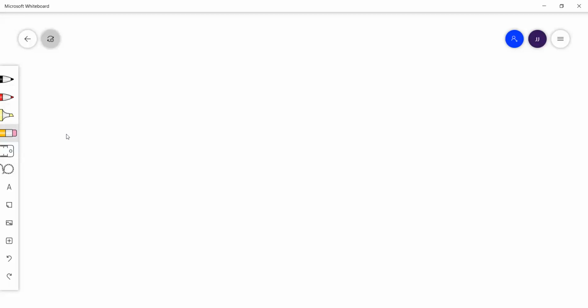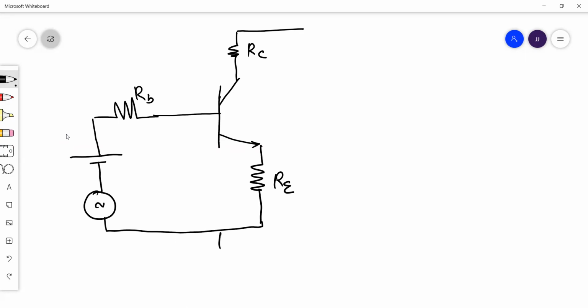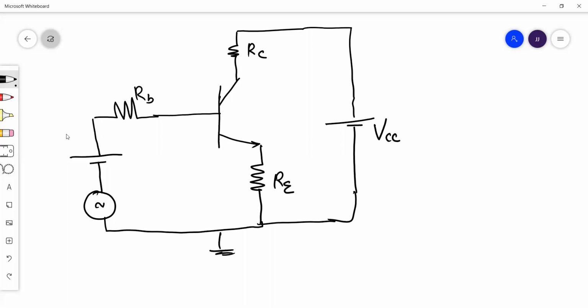Next, I am going to that earlier circuit, a simple circuit, with RE, RC, RB, the AC voltage source, ground, and the DC supply VCC. This is our DC voltage.